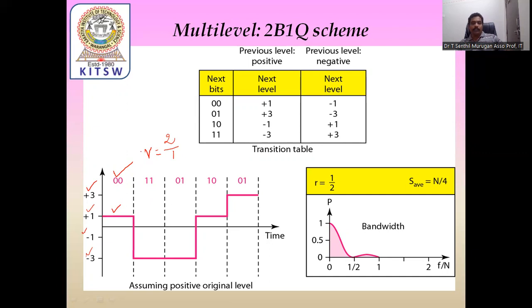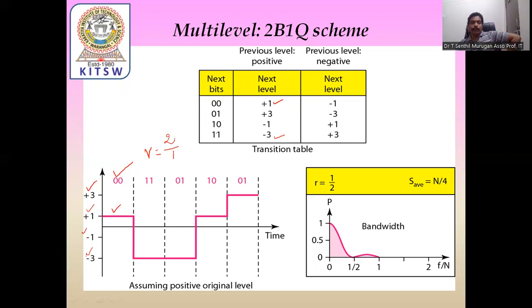How will it happen? You just see. The first value is 0 0, and it starts from positive, so the next level is plus 1. If the bits are 0 0, the next level is plus 1. Then it will check the next data, 1 1. The previous level is positive, so for 1 1 it will go to minus 3 as the next level.